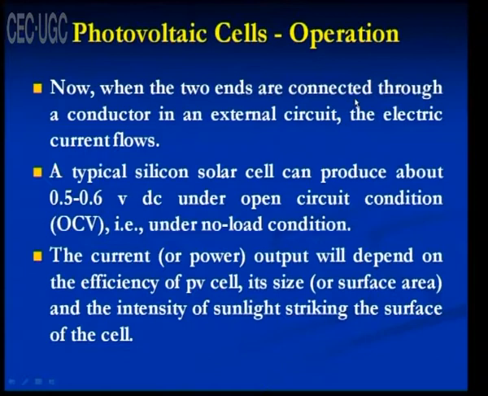Now, when the two ends are connected through a conductor, a conducting medium in an external circuit, the electric current is allowed to flow through. The movement of electrons is nothing but the flow of current.